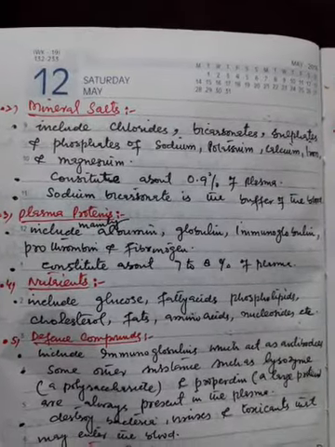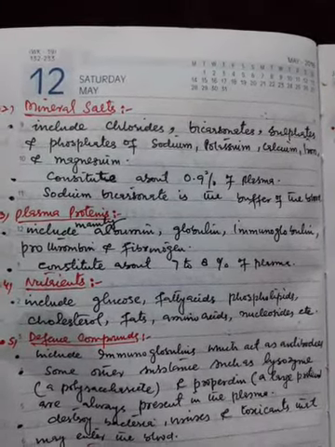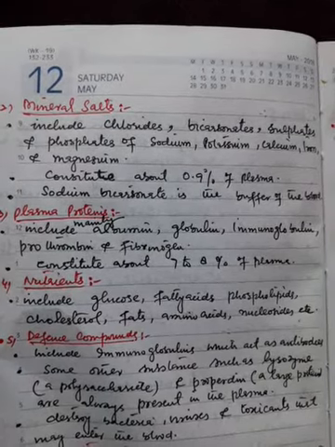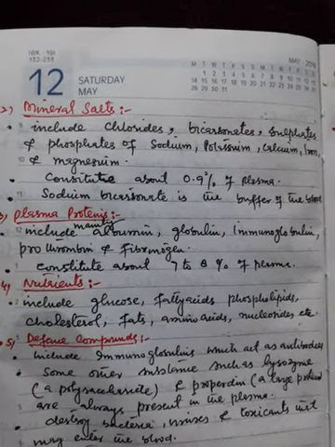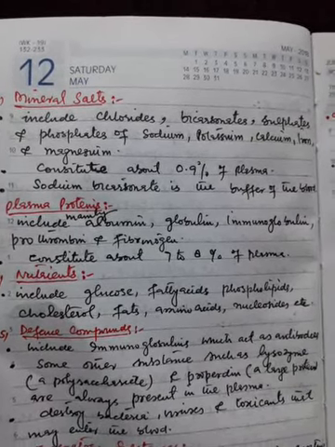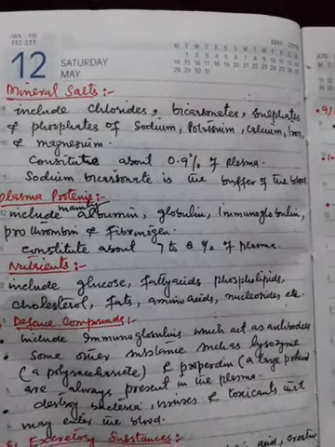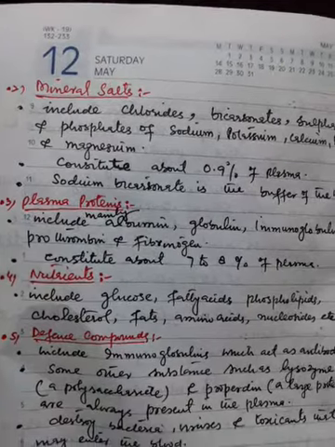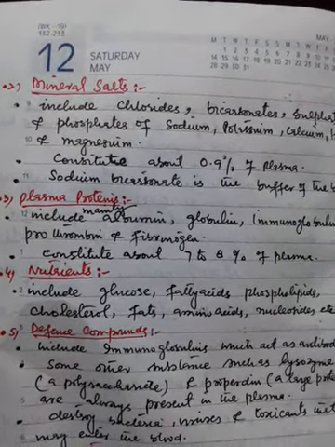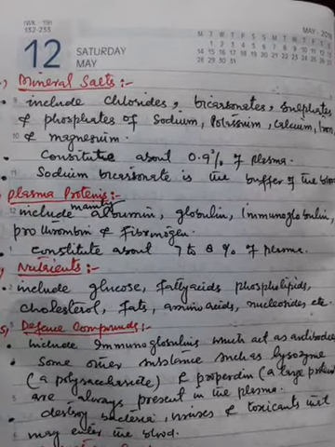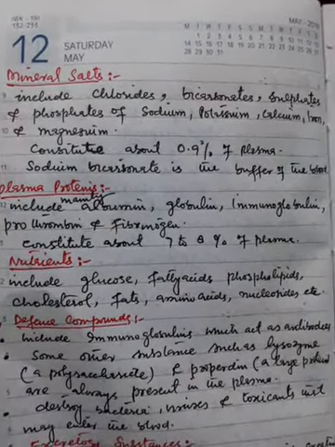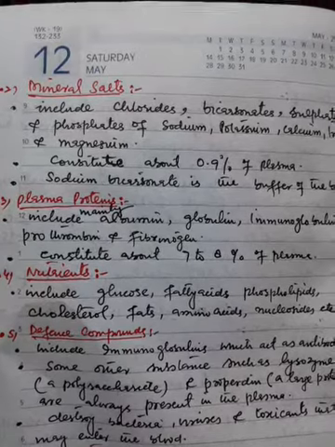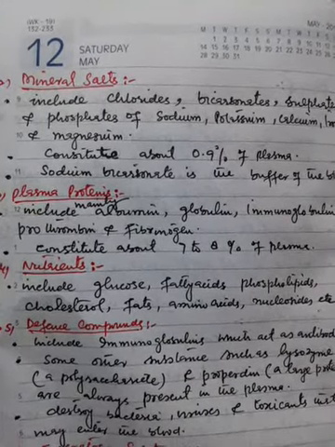Second component, mineral salts. Mineral salts include chlorides, bicarbonates, sulfates, and phosphates of sodium, potassium, calcium, iron, and magnesium. Mineral salts constitute about 0.9% of plasma. Sodium bicarbonate is the buffer of the blood. Now the plasma proteins. Plasma proteins include mainly albumin, globulin, immunoglobulin, prothrombin, and fibrinogen. Plasma proteins constitute about 7 to 8% of plasma.